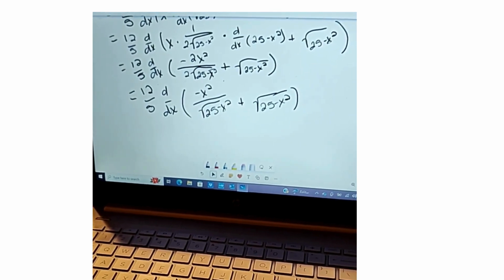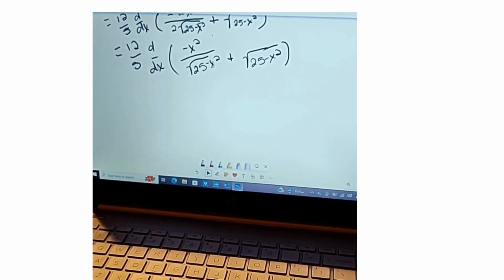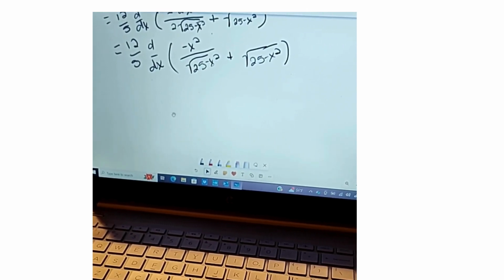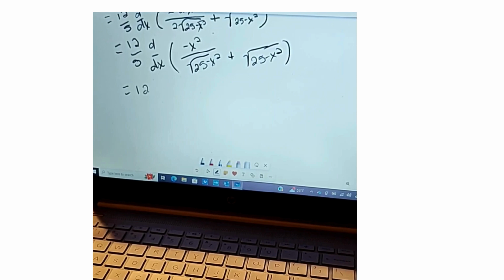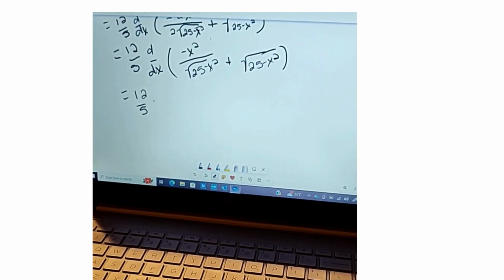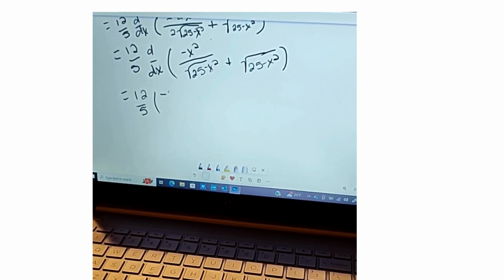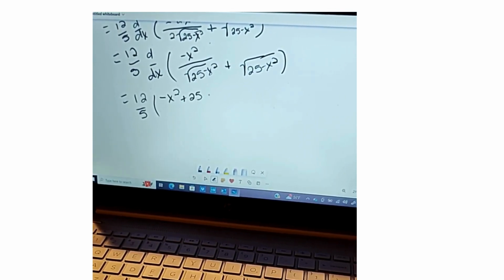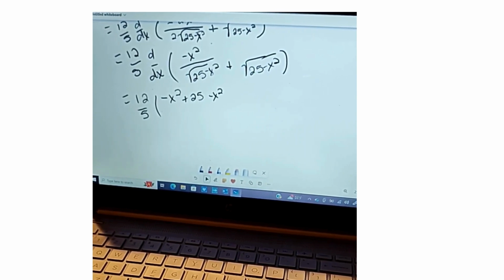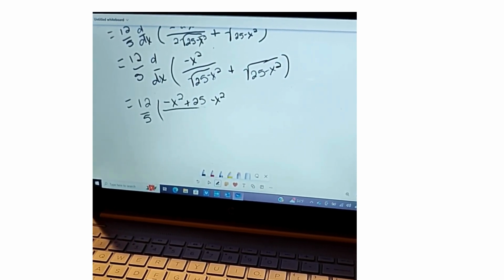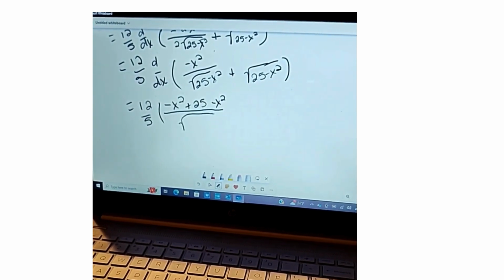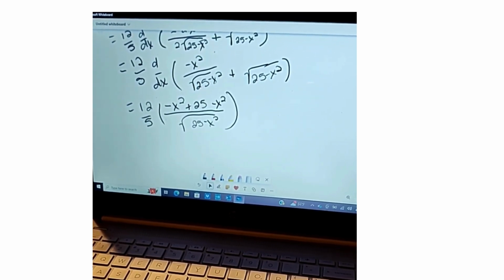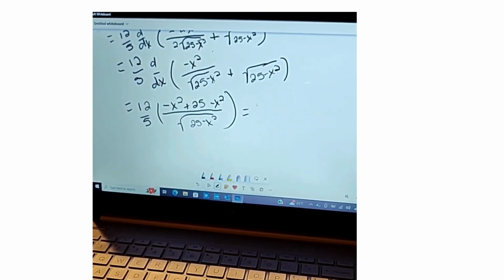So then we're almost done. Now we're going to take it out of the derivative. And we're going to be left with negative x squared plus 25 minus x squared over square root of 25 minus x squared. We're always going to have to do that. Then we can simplify it even more.